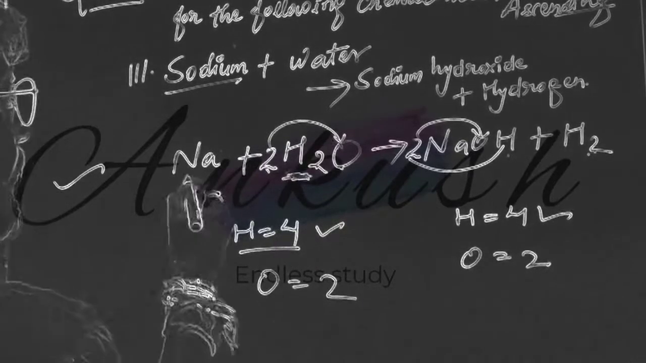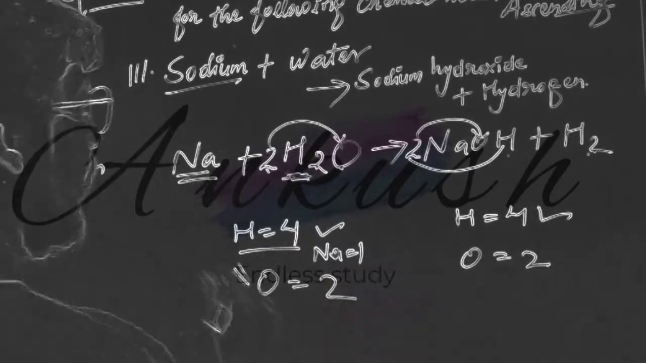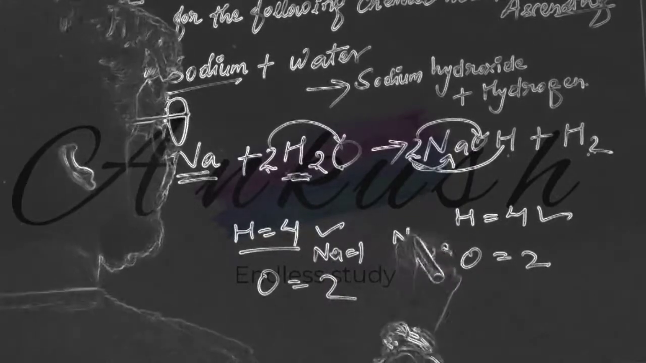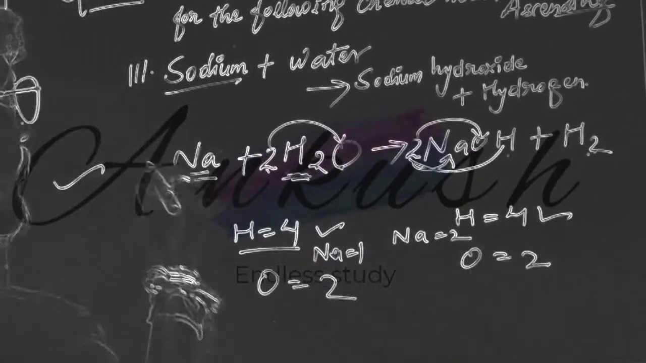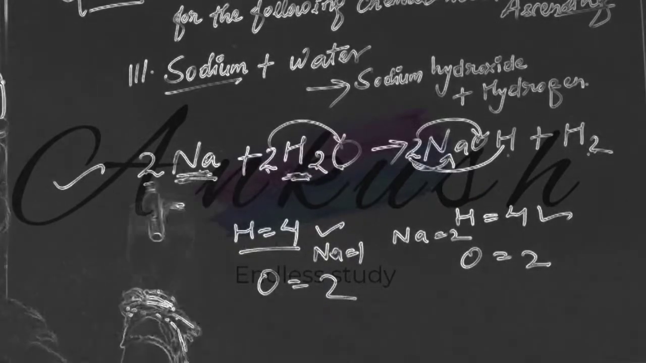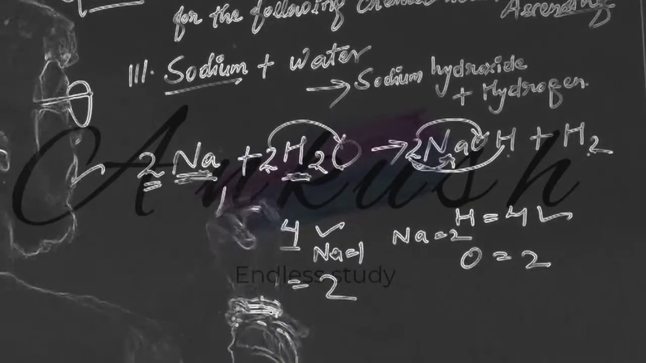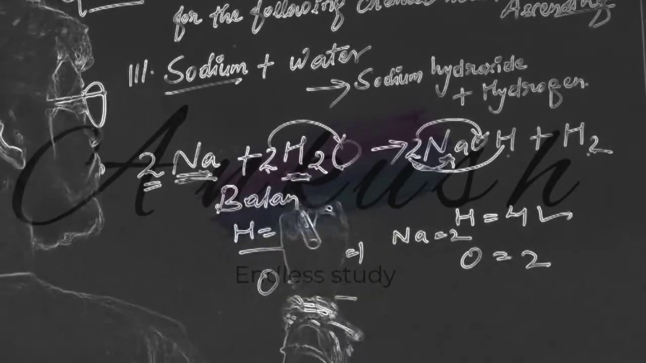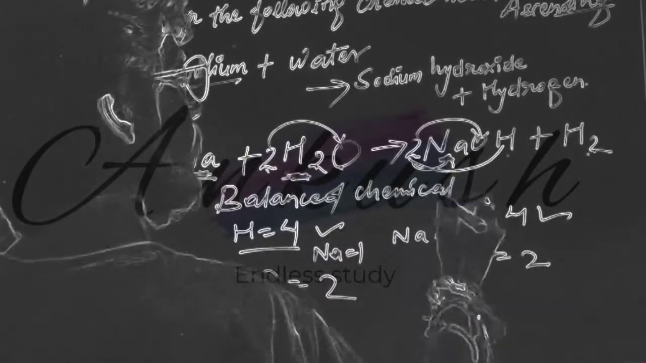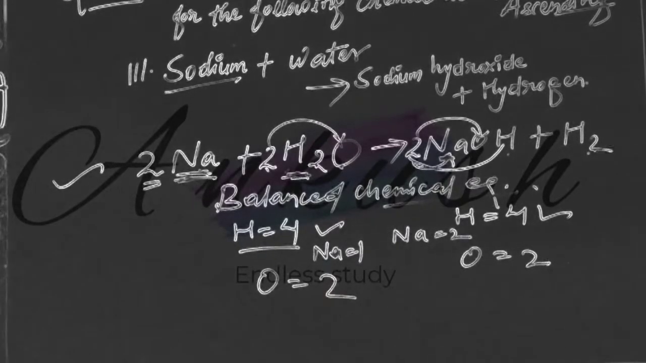It is balanced. Sodium, if you see here, sodium Na, it is 1. And here 2 is getting multiplied. So here Na 2. If you write 2 here, so 2 will get multiplied. So the sodium atoms here now 2. And here also sodium atoms 2. So now this is your balanced chemical equation. So these were the three balancing of equations we did.